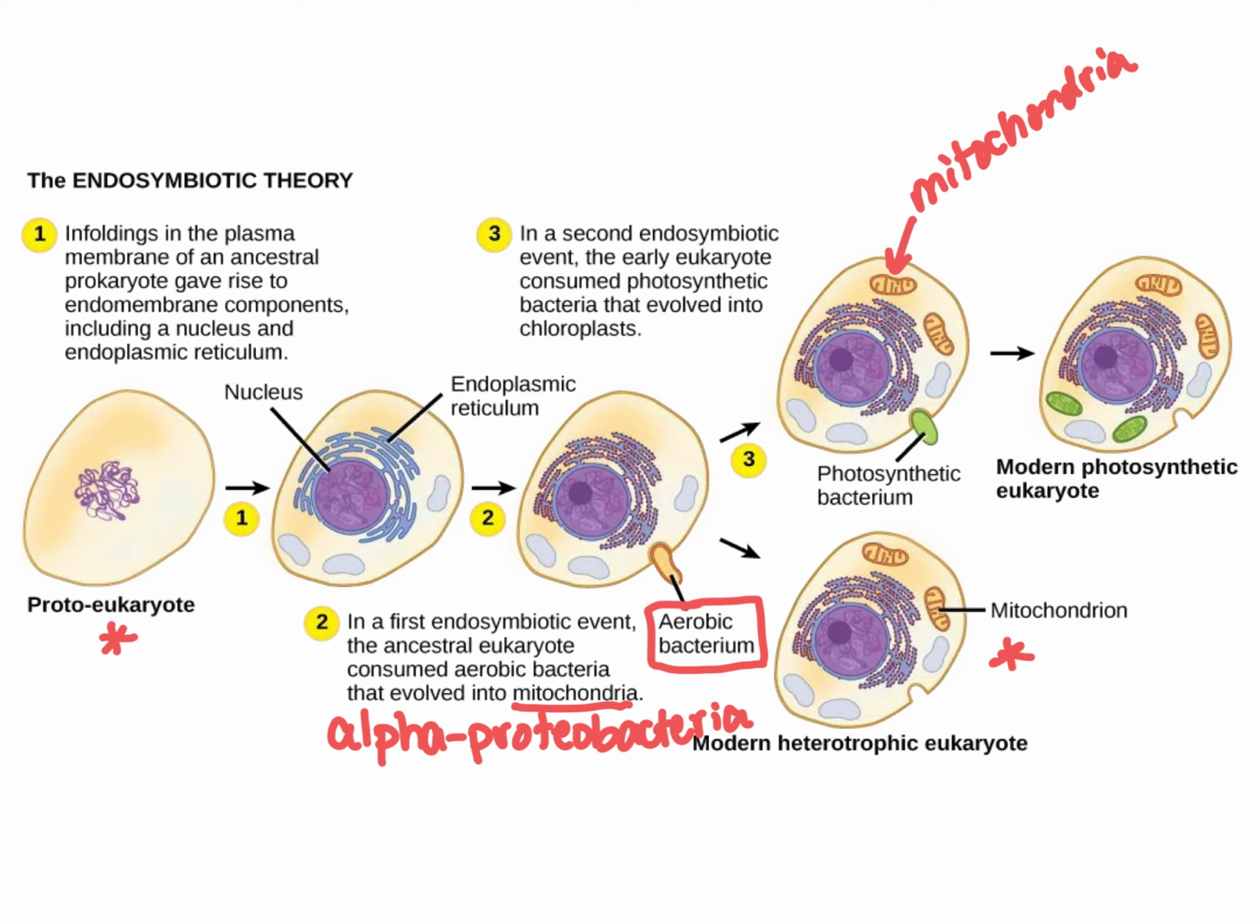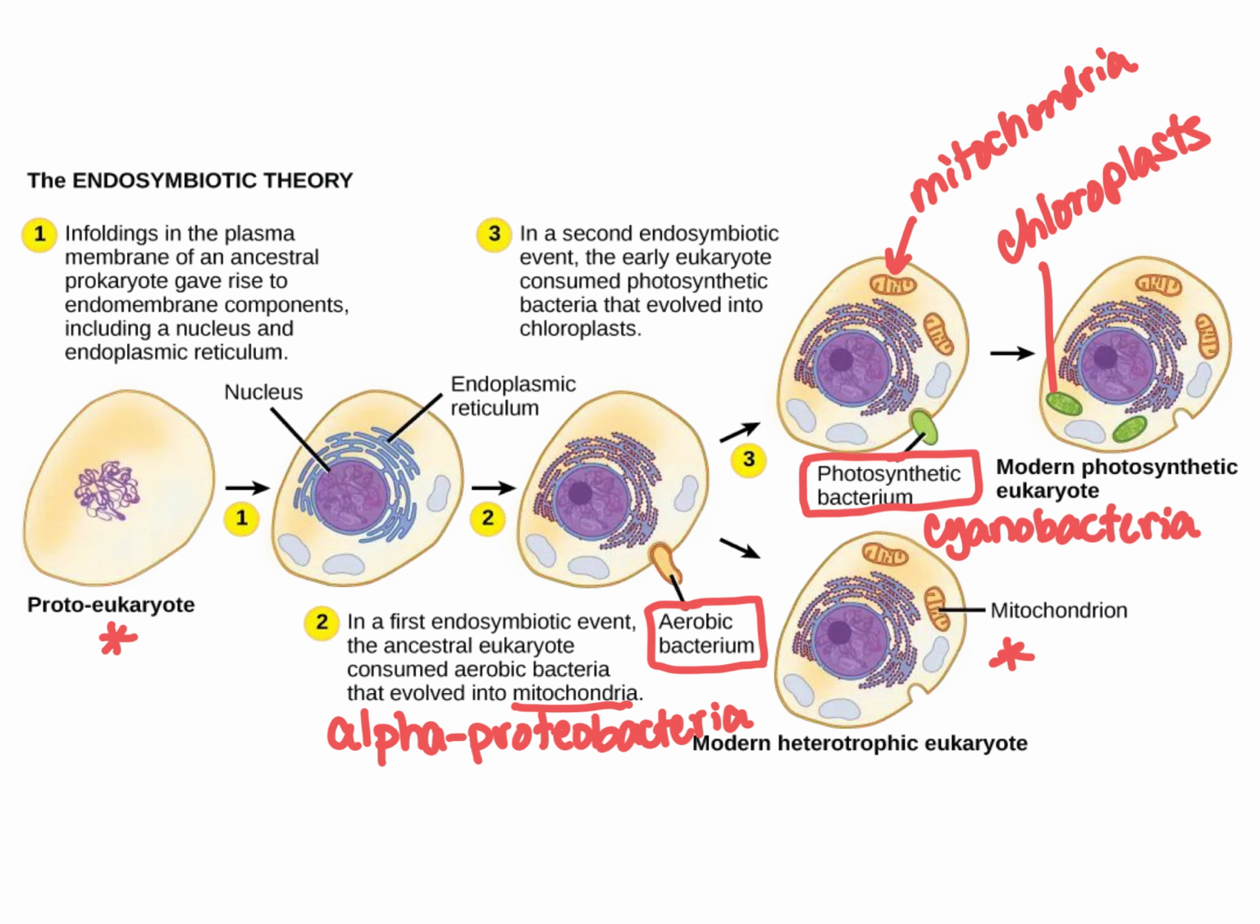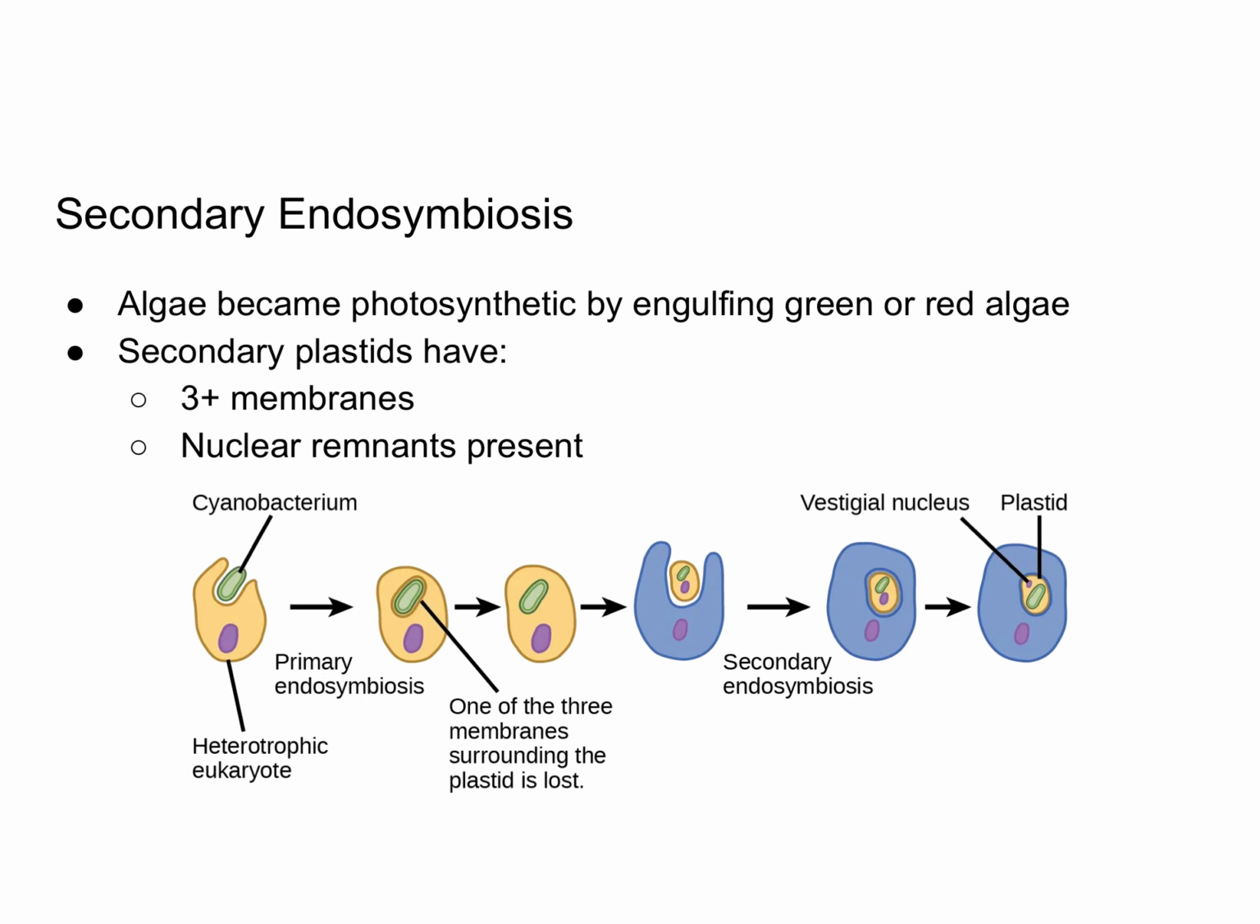also went through a secondary endosymbiotic event in which the cyanobacteria, in this case it just says photosynthetic, but we know that it's cyanobacteria, become engulfed in order to make the chloroplast. So when we talk about protists, we're going to talk about some of the algae, which are protists, and some of them became photosynthetic by engulfing other algae.